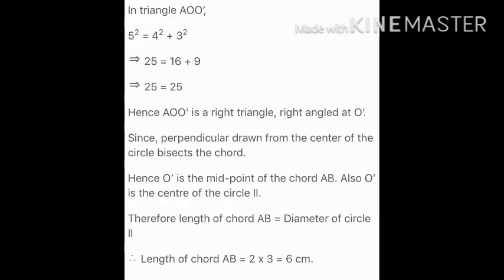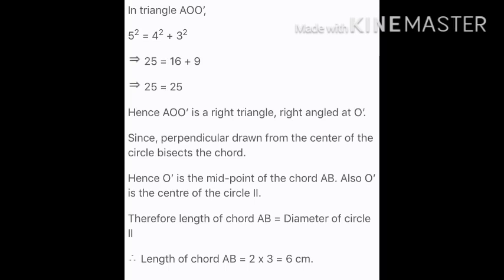In triangle AOO dash, 5 square is equal to 25 and 4 square plus 3 square is also 25. Using the Pythagorean triplet, we know that triangle AOO dash is a right angle triangle. Hence, angle AO dash O is a right angle, right angle at O dash.